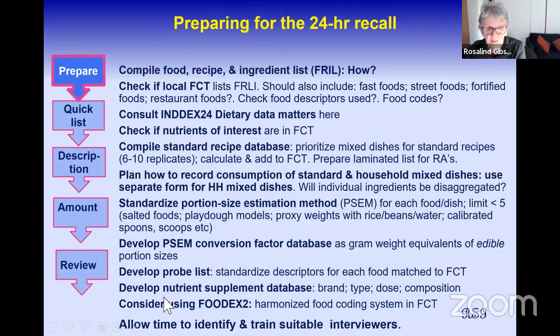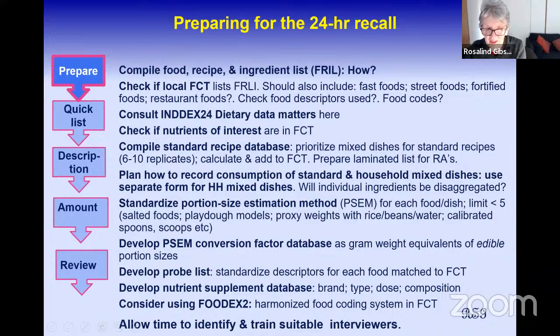Then you must develop a nutrient supplement database in which you have the brands that are available in your country listed, the type, the dose, and the composition. And that may take a lot of time. USDA has a supplement database that you can look at to see whether some of your brands are similar to the ones in the USDA, but you may have quite a lot of local supplements that are available for which you might have to collect local data. And finally, consider using FoodEx2 to harmonize your food coding system.